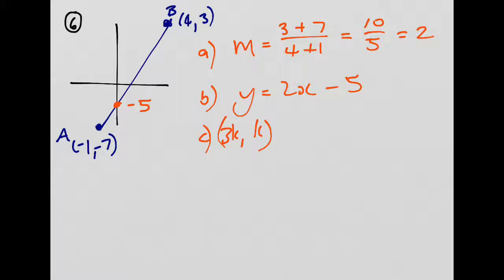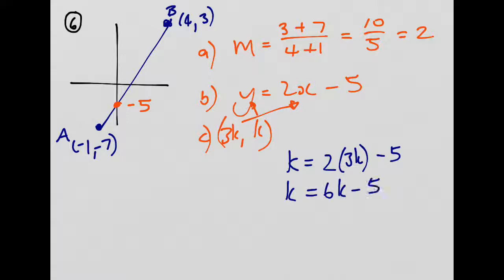And then part C, you've got the point 3k, k, which lies on the line. So in other words, you should be able to substitute these values into the formula. First is the x value, second is the y value, so you end up with k equals 2 lots of 3k minus 5. So k equals 6k minus 5. Take the 6k over, you get minus 5k is minus 5, which gives us k is equal to 1.